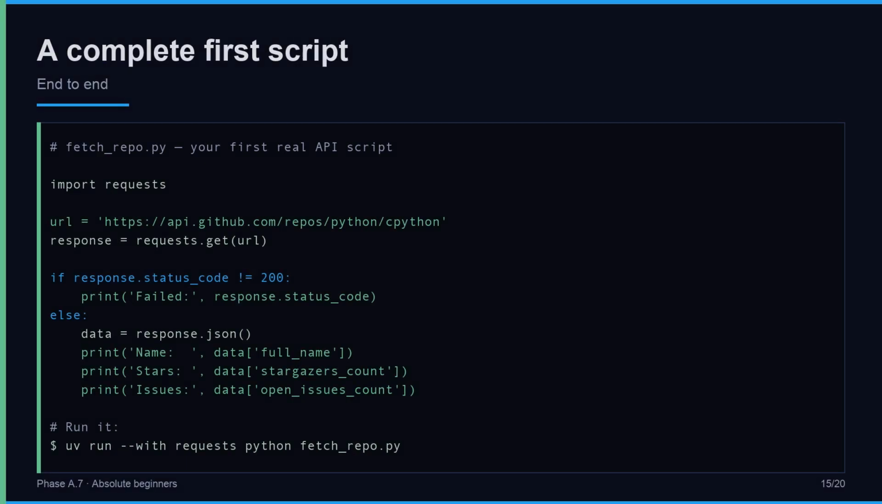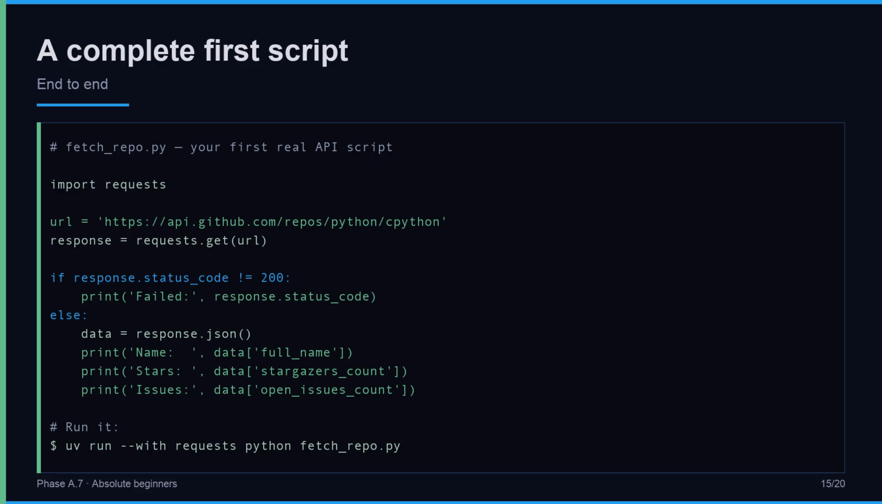The mapping holds. Here is a complete first script, end to end. You import requests. You set the URL to the GitHub API. You call requests.get and store the response. You check the status code. If it is not 200, you print a failure message and stop. Otherwise you parse the JSON and print 3 fields, the full name, the star count, and the open issues count.